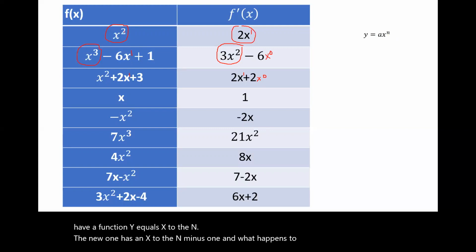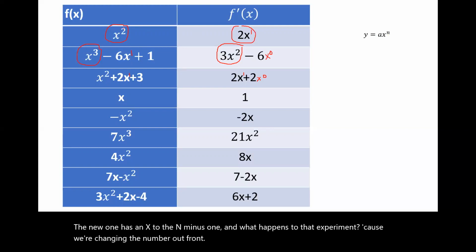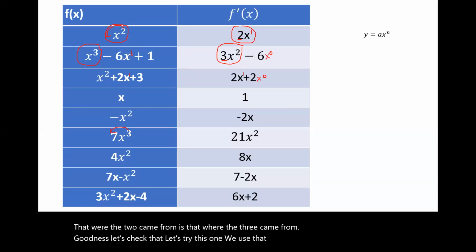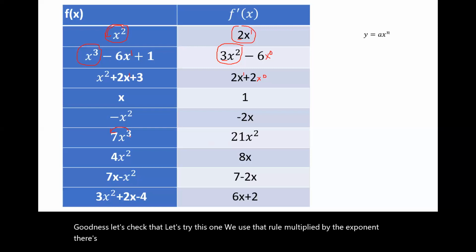And what happens to that exponent? Because we're changing the number out front. Is it simply that that number gets moved out front? Is that where the 2 came from? Is that where the 3 came from? Goodness, let's check that. Let's try this one. If we use that rule, multiply by the exponent, there's our 21. Lower the exponent by 1, there's our x squared. Oh my gosh.